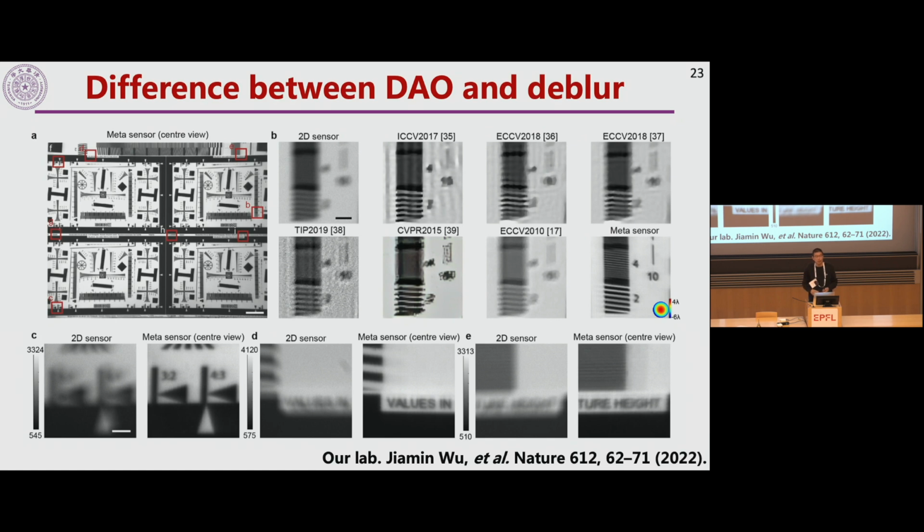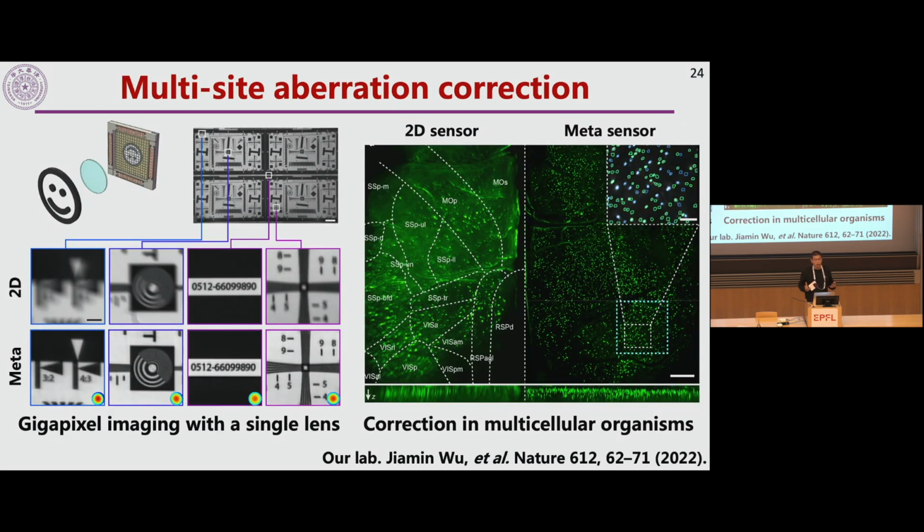Another thing is we find the meta-imaging sensor itself is very robust to optical aberrations. Even when there are very strong optical aberrations, we can find one view of the sensor within the same aberrations. It can still maintain quite high imaging quality compared with the traditional 2D sensor during this process. So these two advantages make it very robust to optical aberrations.